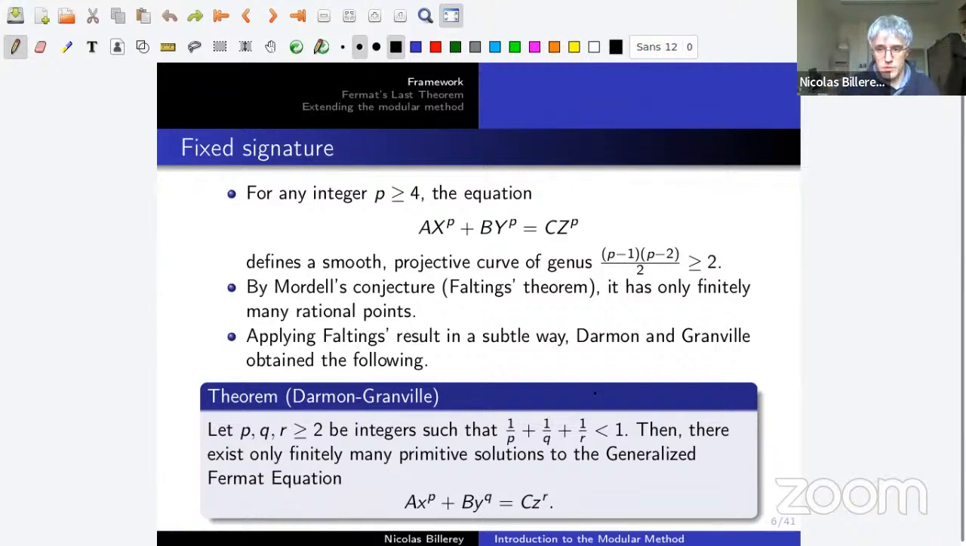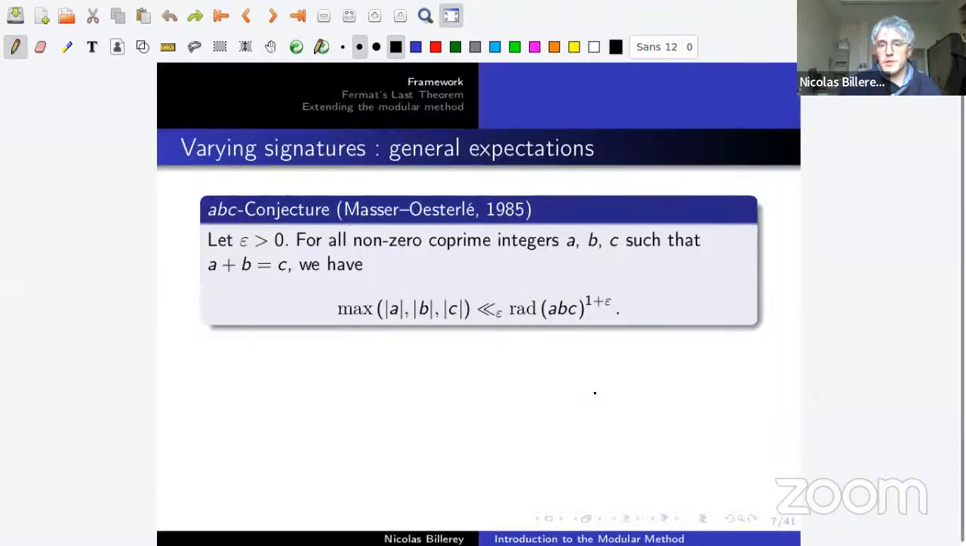That's for a fixed signature. You fix the signature, you fix integers p, q, and r that satisfy this condition, and you look at that specific equation, and this is the best finiteness result that we have. Now, what happens when you want the signature to vary?